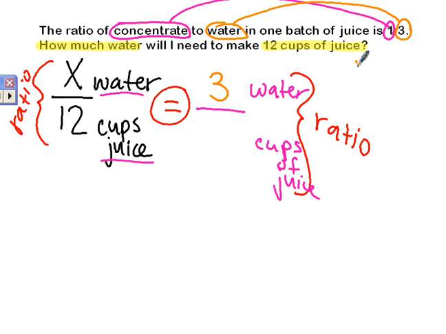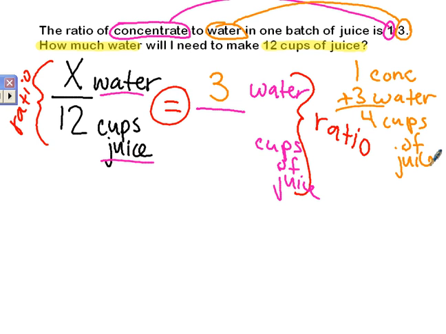So if 1 is the amount of concentrate and 3 is the amount of water, then to get the total cups of juice, we have to add them together to see that it makes 4 cups of juice, and that helps us fill out the rest of this ratio. That means that for every 4 cups of juice, we use 3 cups of water.